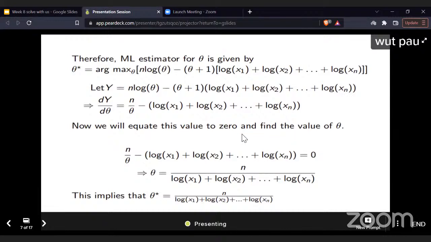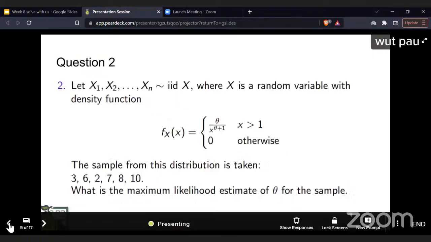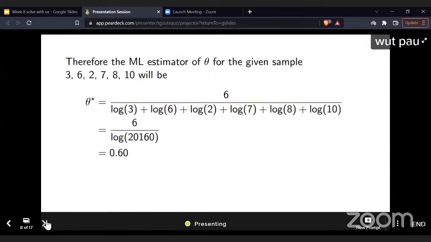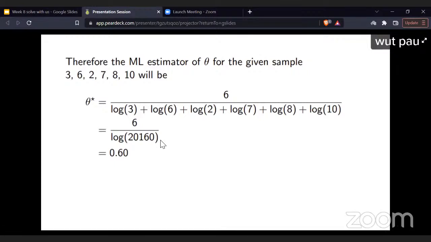Once you differentiate it, you put it equal to 0. After that, we get theta equals n upon log of x1 plus log of x2 plus up to log of xn. We know that x1, x2, up to xn are 3, 6, 2, 7, 8, 10. We just substitute them there and you get 6 upon log of 20160. Once you solve it, you get theta star, theta hat, equal to 0.60.